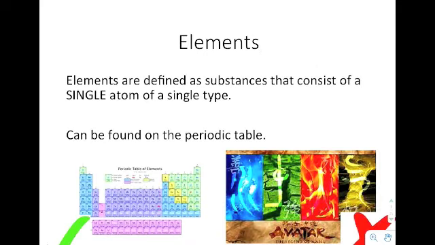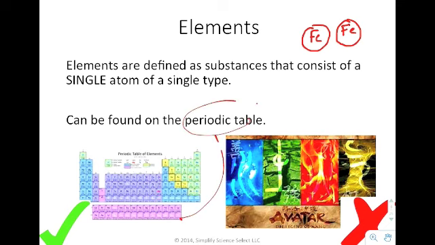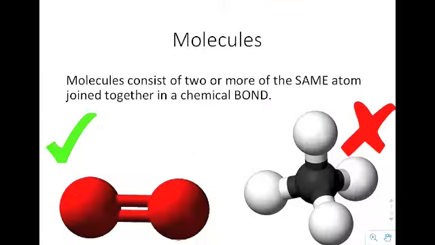compounds. An element is classified as a substance that consists of a single atom of a single type. So, in other words, you have a single atom of, let's say, iron. Okay, that iron exists all by itself. Now it can be next to another iron, but they're not connected in any sort of way. You have two irons that are close to one another, but this would be elemental iron. Okay, elements can be found on the periodic table. So if you were to look at the periodic table, everything on here is considered to be an element. So it exists as an atom by itself. Okay, it's not an example of Avatar, Earth, Wind, Fire, Air, and all that kind of stuff.